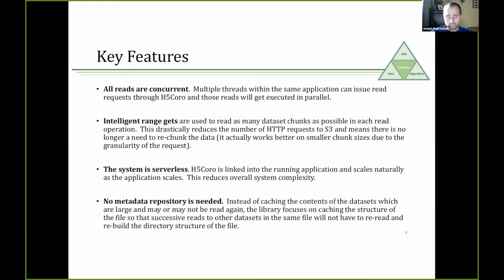As was brought up, there's a lot of discussion about which chunk sizes you should use, like whether you should have big or small ones. H5Coro actually tries to predict where in the file the start chunk and the end chunk are for the data that you want to read, and it tries to read it in as few reads as possible. That's what I mean by intelligent range gets. The system is serverless, so it's just linked into your application, and as I mentioned, there's no metadata repository needed.